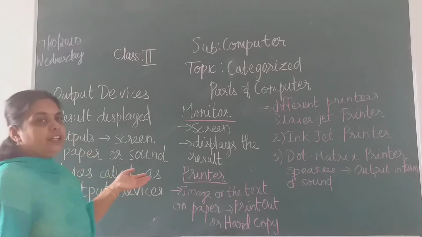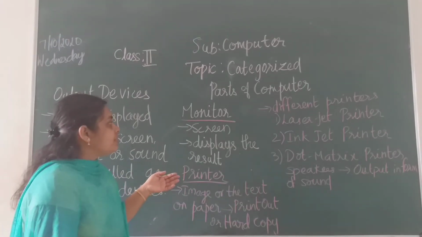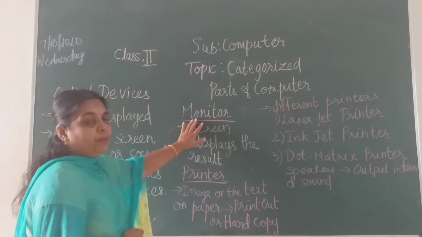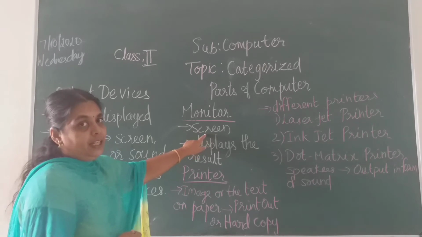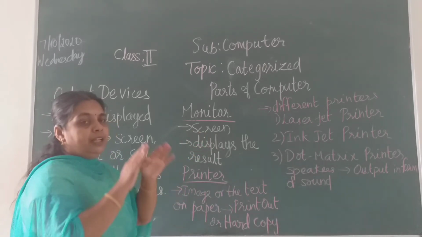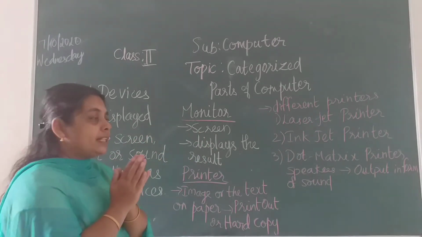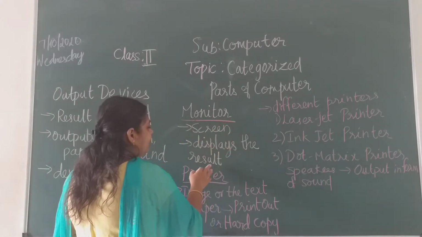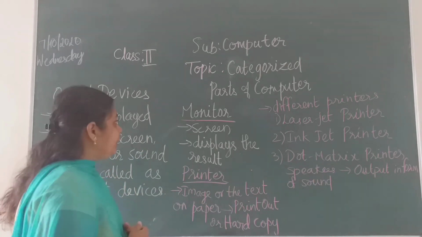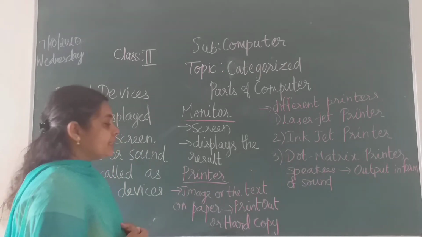So individually we are going to see the output devices, children. The first one is your monitor. The monitor is like your screen where you can see the results. Whatever you type is visible on the screen, children. So that is the monitor. It displays the result.